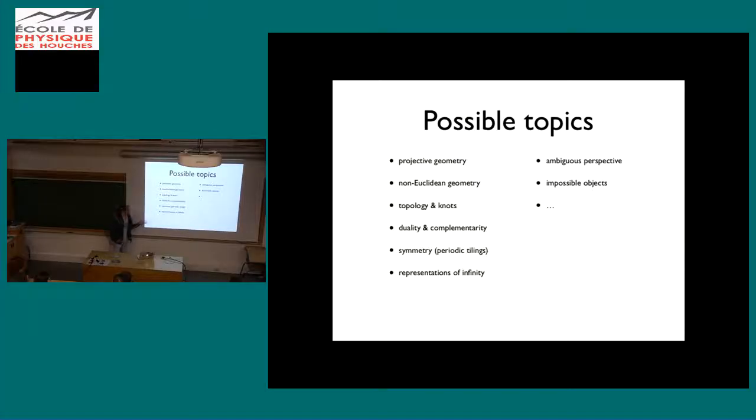Okay. So one of the hardest things to do when giving a talk about M.C. Escher and the connection of his artwork to mathematics is to choose what topic to talk about. I mean, Escher did work related to projective geometry, to topology, including ambiguous perspective and impossible objects, okay? Given that I have an hour today, I'm just going to focus on one, which will be symmetry in the context of periodic tilings.